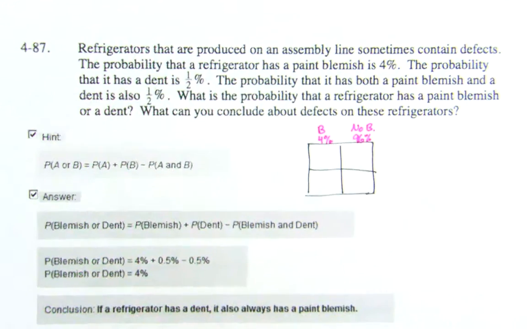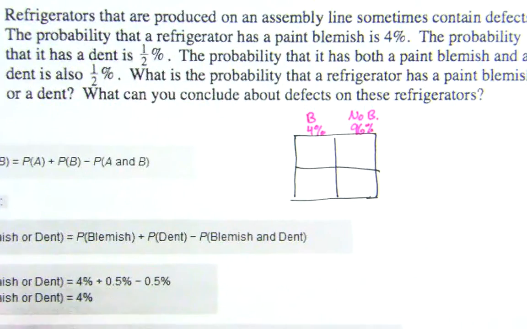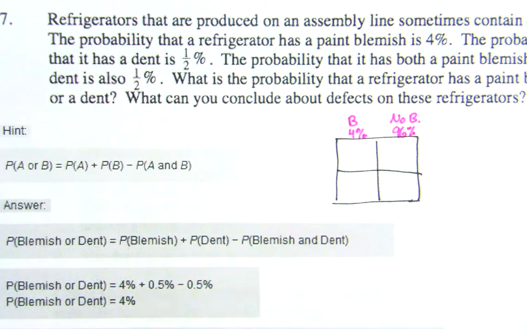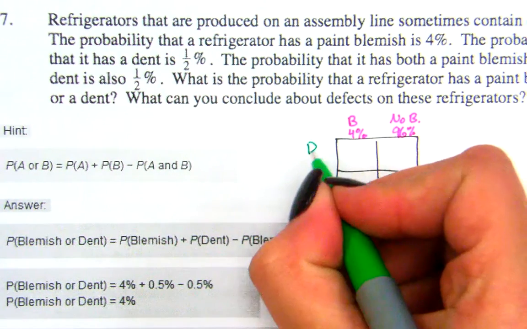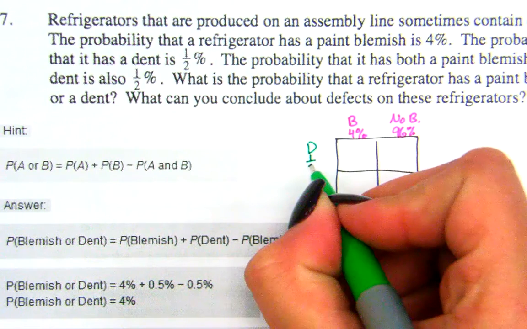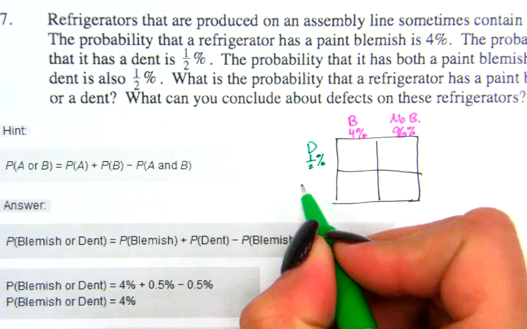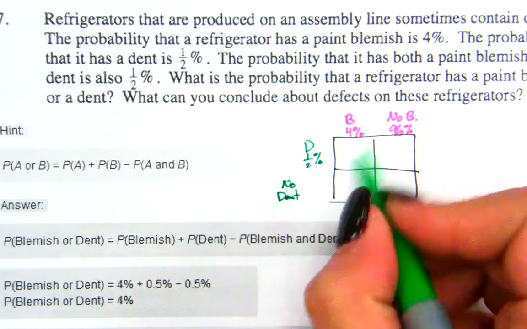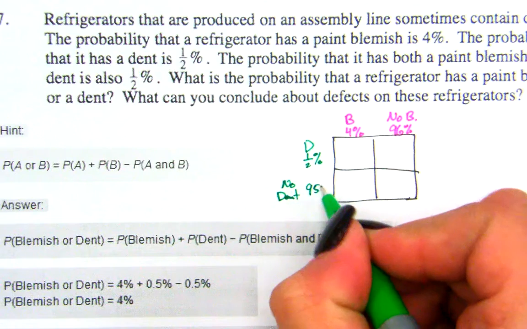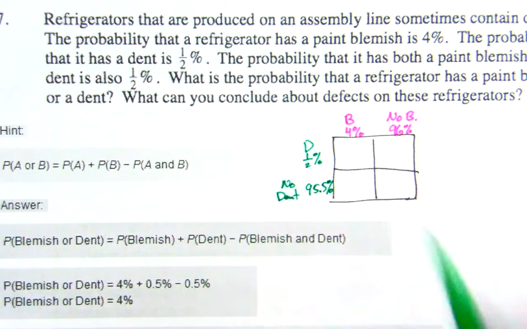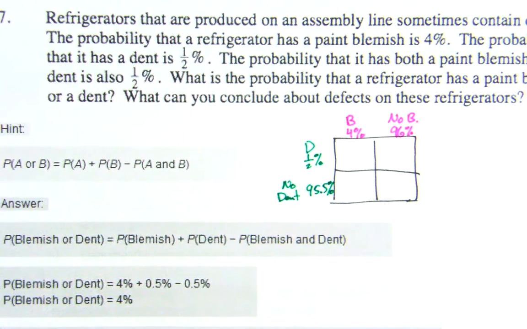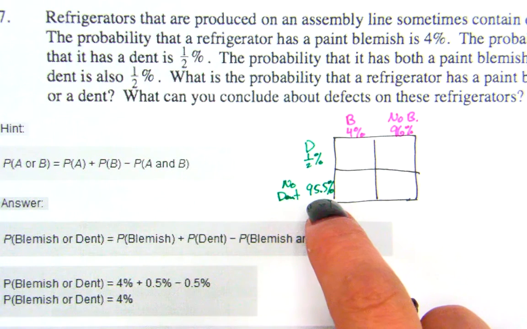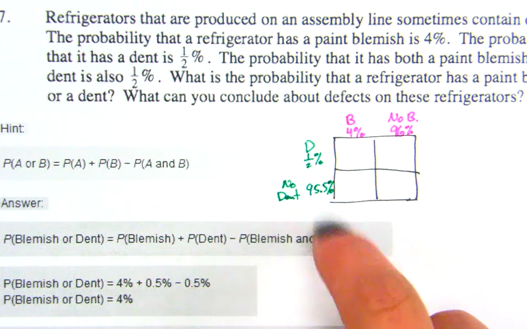Okay, well, that works out. And then the probability that it has a dent is 0.5%. Whoa. Okay, so a dent is 0.5%. So then the other part with no dent, which ideally is what you want, is really 95.5%. Okay, so 0.5 plus 95.5 is 100%.